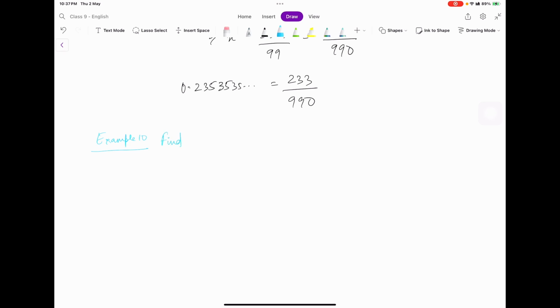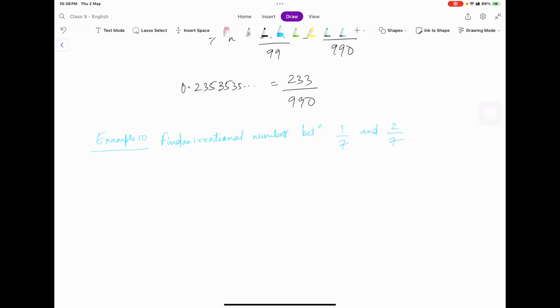Earlier we were finding rational numbers between two numbers. In earlier exercises we found rational numbers between two numbers. Here we will find an irrational number between 1 by 7 and 2 by 7.